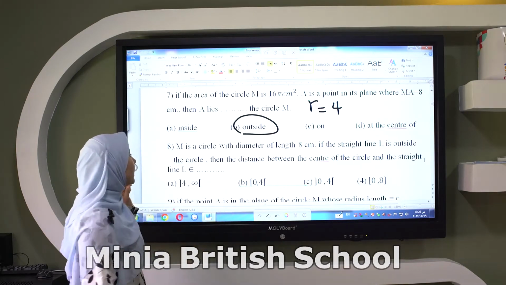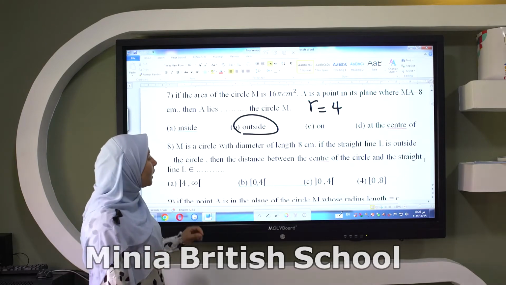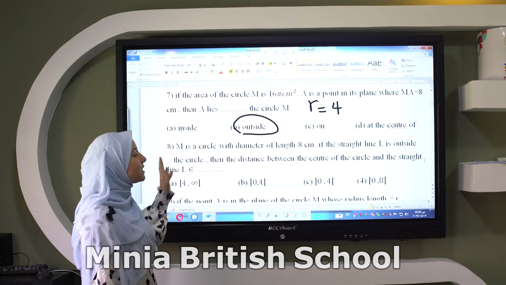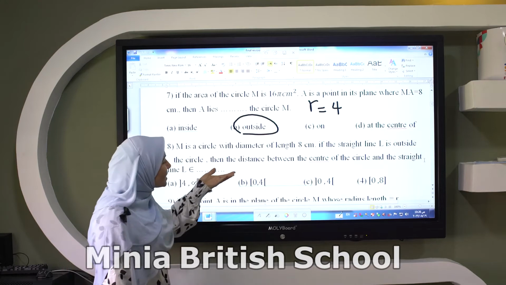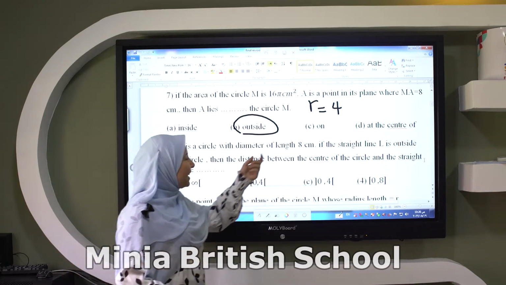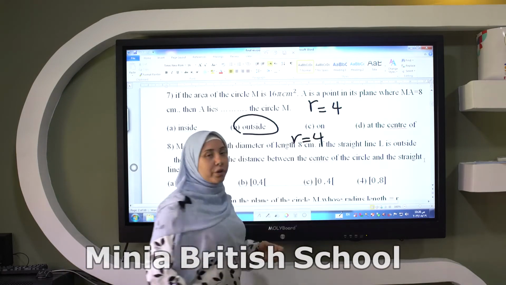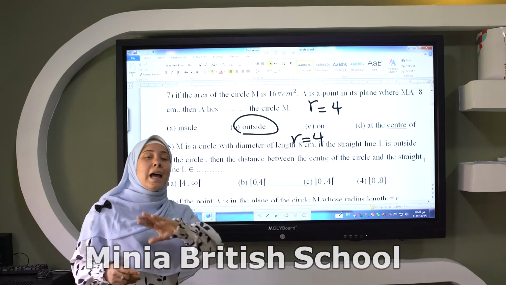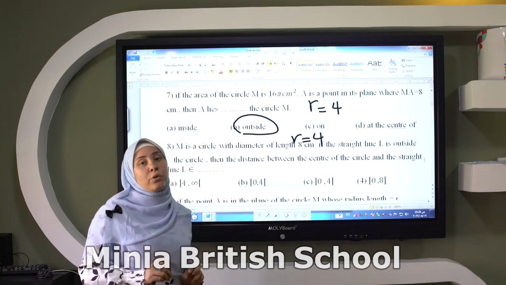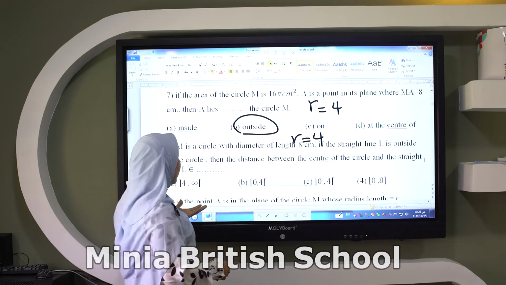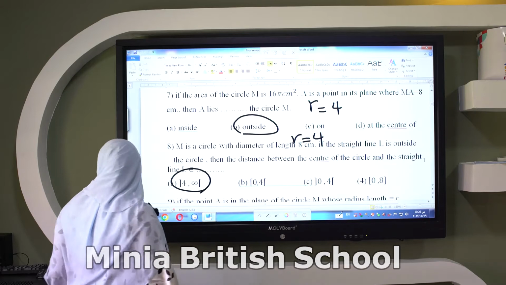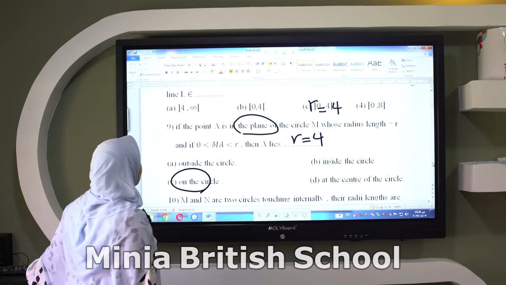Okay. Number 8. M is a circle with diameter length 8 centimeter. If the straight line L is outside the circle, then the distance between the center of the circle and the straight line belongs to what? Okay, the diameter is 8, so the radius equals 4. This straight line is outside the circle, so the distance must be greater than 4 and infinite. So you can write this as the open interval 4 to positive infinity.